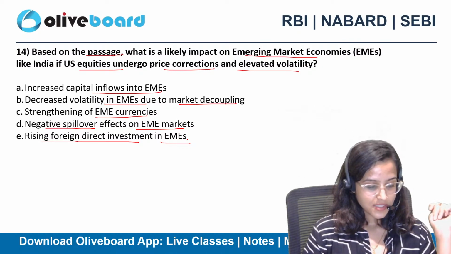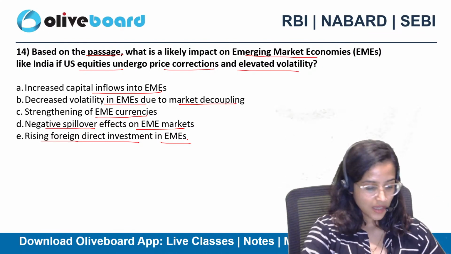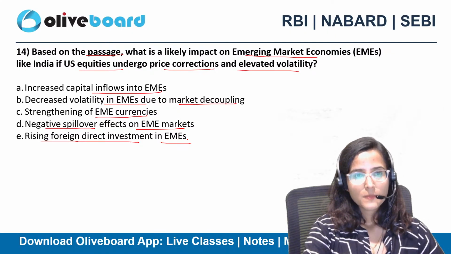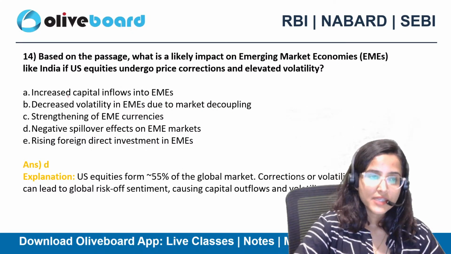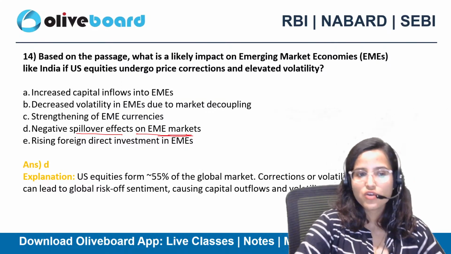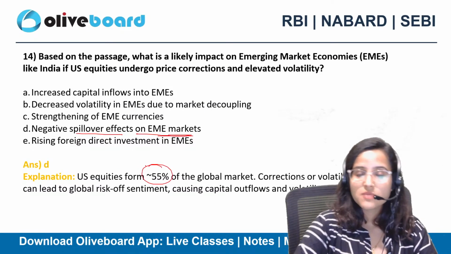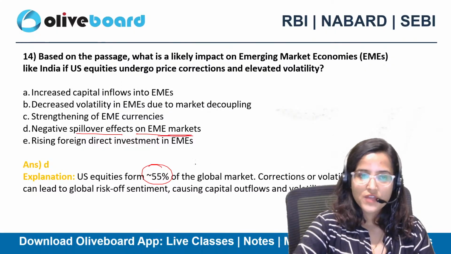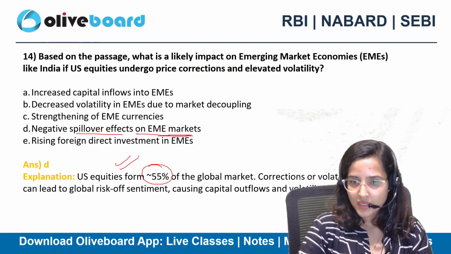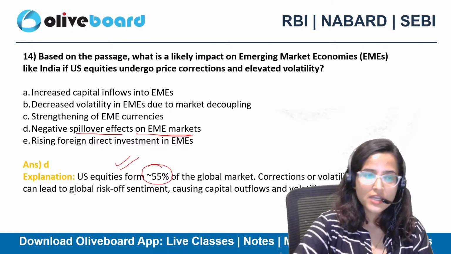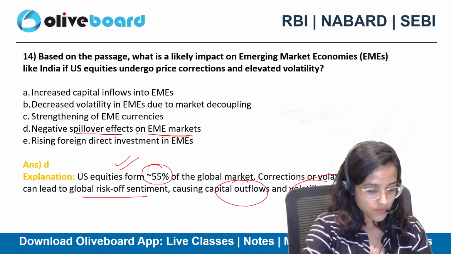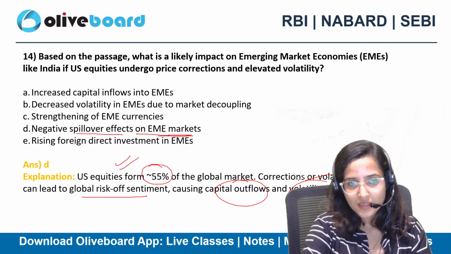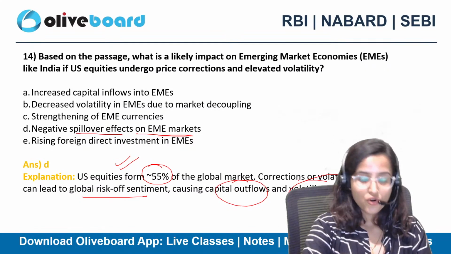John has given me D as the answer. Anybody else? Began is saying B. The correct answer is D. Negative spillover effects on emerging market economies. So US equities form approximately 55% of the global market. So if there's any kind of volatility in the US equity market, it can lead to global risk-off sentiment. It can lead to capital outflows and volatility in the emerging market economies. Okay? So the answer is D, not B or any other option.